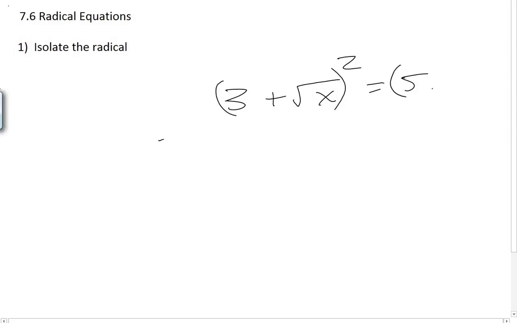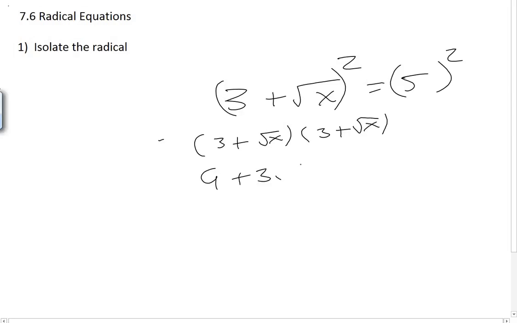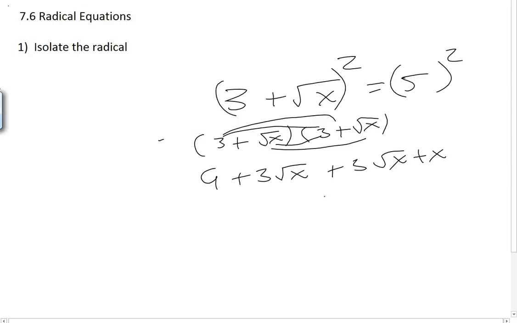I square both sides over here, I have to square the entire left-hand side and the entire right-hand side. I can't square piecewise. So really, since it's a binomial squared, I have to take 3 plus the square root of x and multiply it times 3 plus the square root of x. What happens then is you get 9 plus 3 square root x, and then plus another 3 square root x. But then at the end, I have square root x times square root x, so I have a positive x. This looks really bad, and that's because we made the problem harder by not getting the radical by itself. I end up with more radicals than I need, and that's a problem.